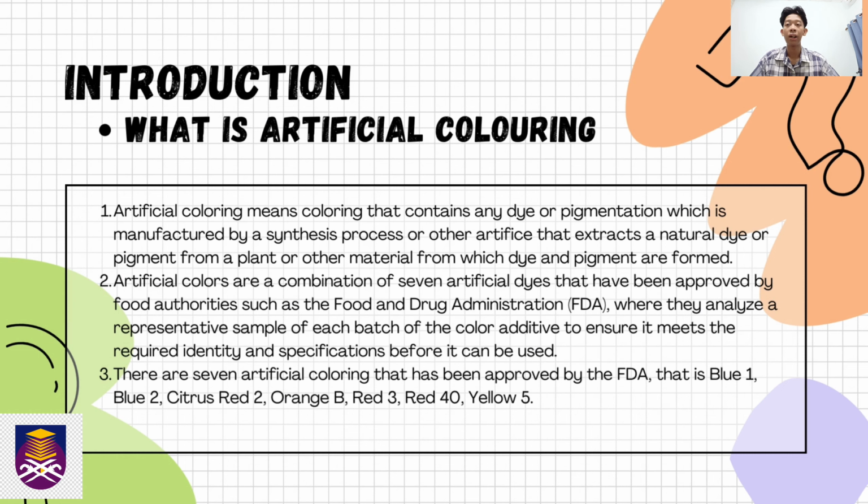Artificial colors are a combination of 7 artificial dyes that are approved by food authorities such as the Food and Drug Administration (FDA), where they analyze a representative sample of each batch of the color additive to ensure it meets the requirement, identity, and specification before it can be used. Example colors approved by the FDA are blue 1, blue 2, citrus red 2, orange B, red 3, red 40, and yellow 5.